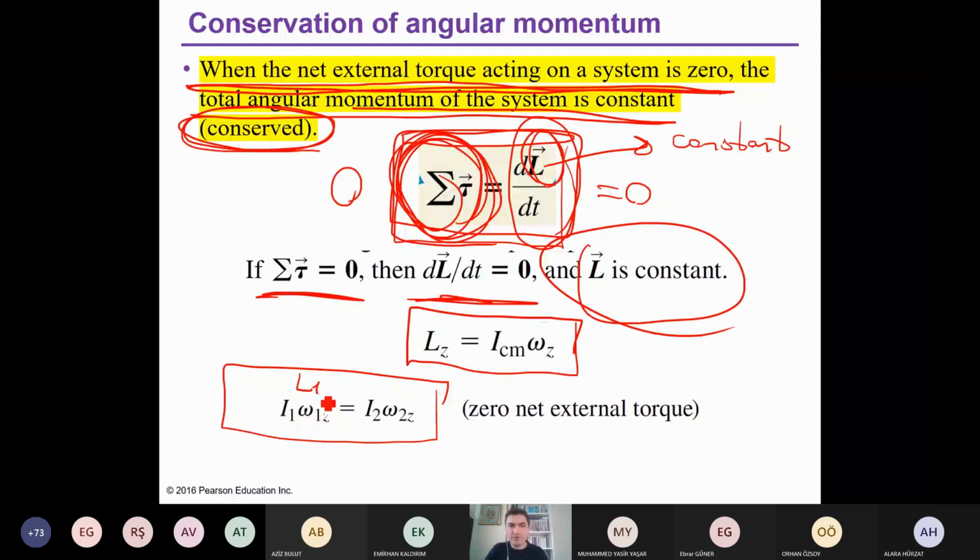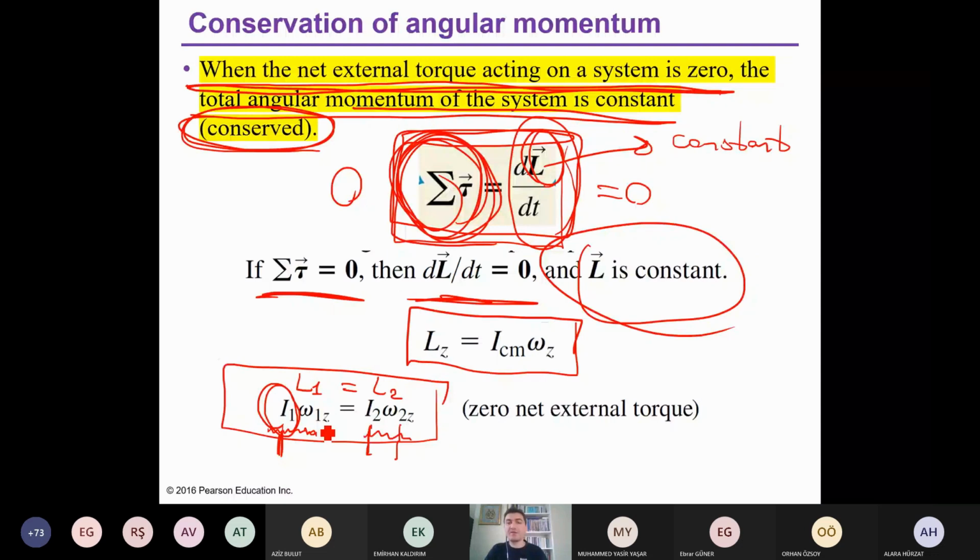Sometimes the moment of inertia changes during the rotation, okay? And if this moment of inertia changes, then the angular speed changes. Here you have different moment of inertia, different velocity, but I times omega, the angular momentum, is constant. So L1 is equal to L2. So this equation must be equal to this one, okay?